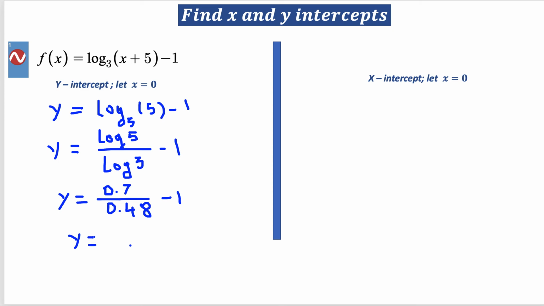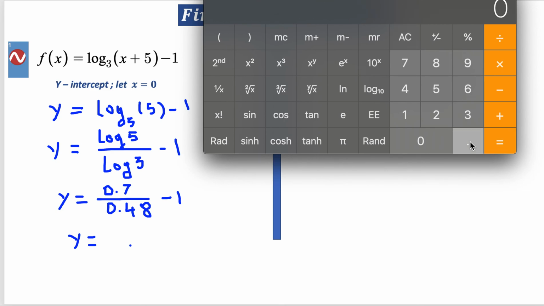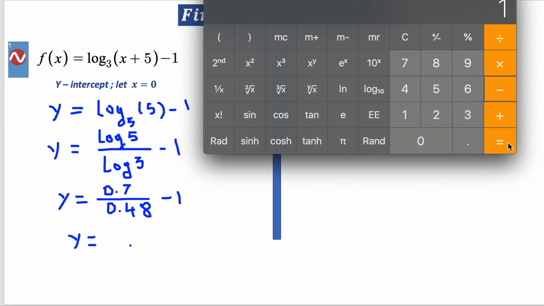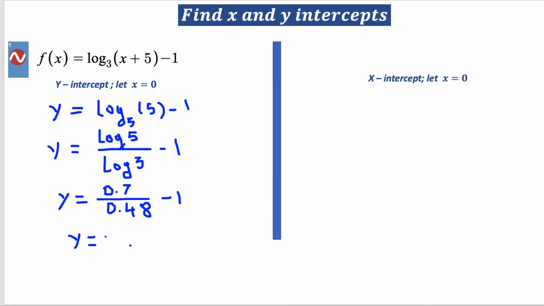And y is going to be, let me see when we calculate everything, 0.7 divided by 0.48 minus 1, which is 0.458. So let me take approximately 0.46. So the y-intercept is x equal to 0 and y equal to 0.46. So we found the y-intercept.